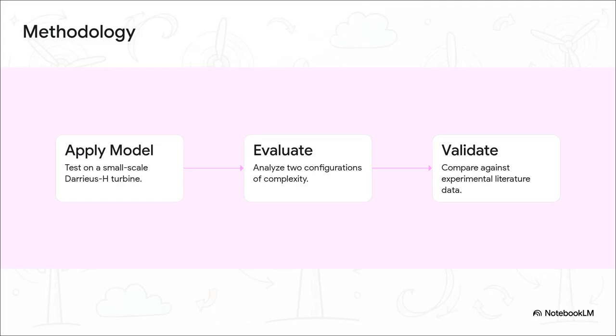So how do you actually figure out which one is better? Well, the researchers set up a real stress test. Step 1, they applied both models to that small-scale Darrieus H turbine. Step 2, they evaluated two modeling configurations with different levels of physical complexity, really testing how they handle stuff like wake expansion. And Step 3, the ultimate reality check, validating the model predictions against actual experimental data reported in the literature, basically holding the math up to physical reality.